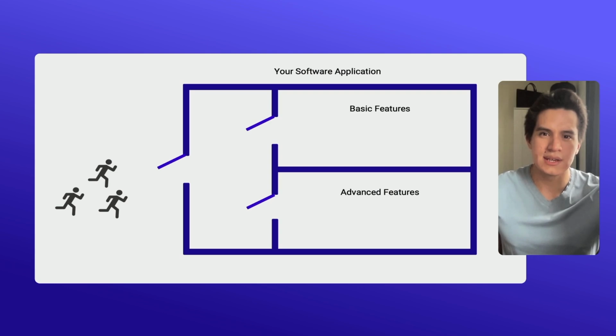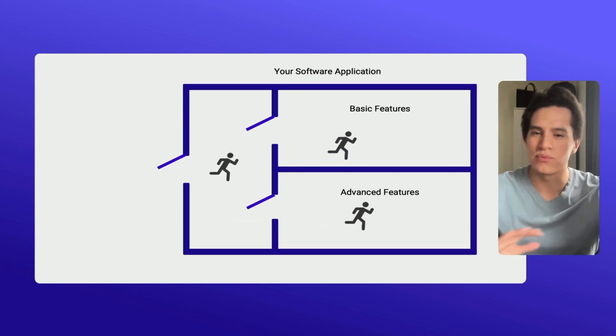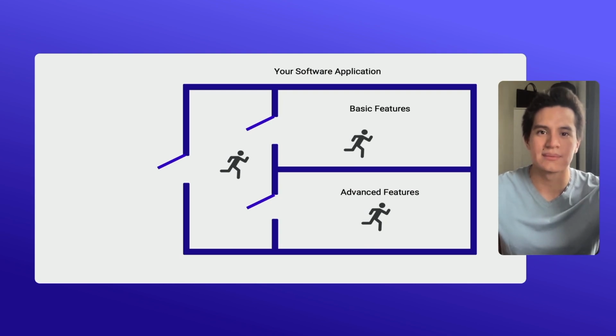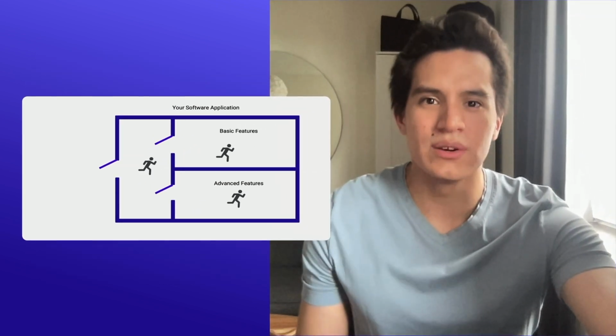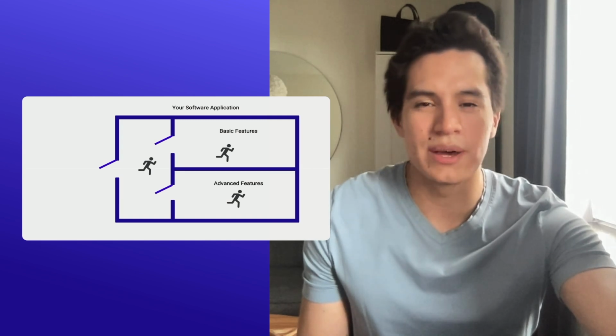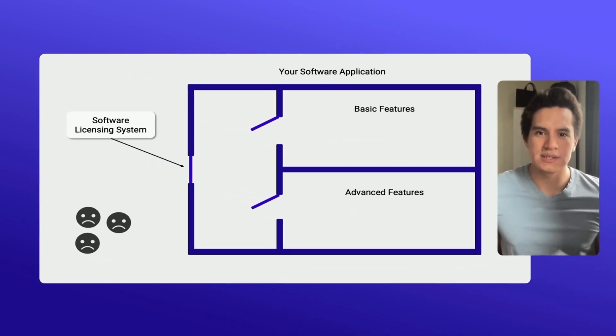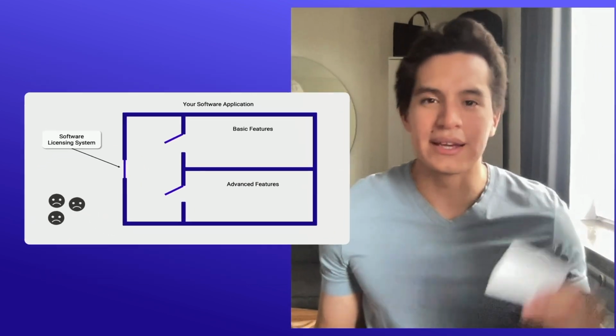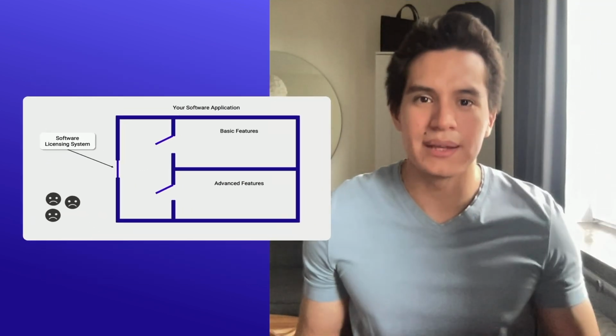Without software licensing, your application would not have any locks, and people could simply run into whatever room they feel like. It becomes clear that no one would ever pay money for this application because people could simply use it without paying. A software licensing system creates a lock on the front door, restricting the access from anyone who doesn't have a key, like this keycard for example and a keypad.